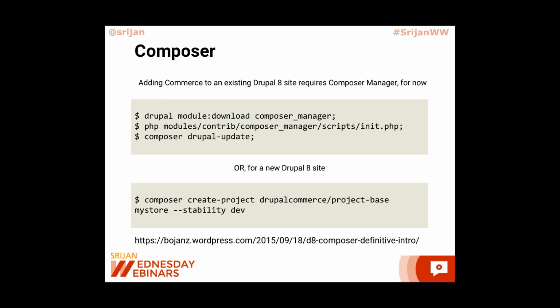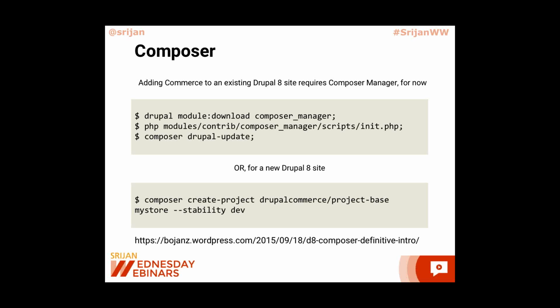Since we have libraries, we are using Composer. Currently, to add Commerce to an existing Drupal 8 site, you will need the Composer Manager module that allows Composer to know of all the dependencies for modules inside your Drupal installation. Or if you're starting a new Drupal 8 site, we have a project base that you can use. So if you run composer create-project with the project base and store name, it will create a full Drupal install for you.